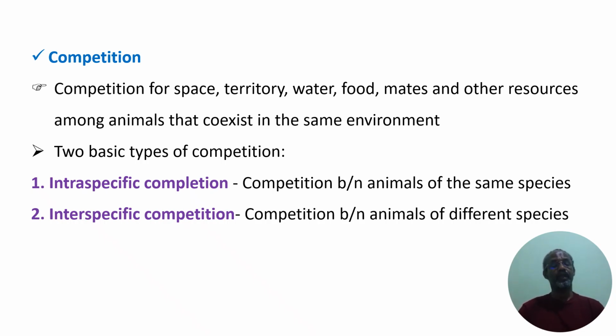There are also competitions between animals of different species, interspecific competition. For example, a lion competes with a cheetah because they are both carnivores. Also a lion with a tiger or leopard. These are different species. Interspecific competition is competition between animals of different species.